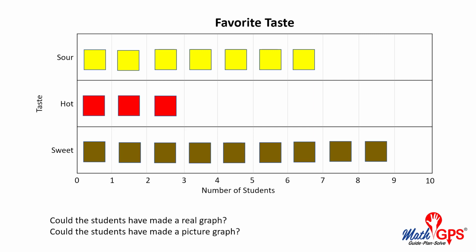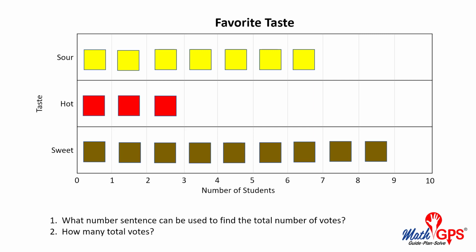Could the students have made a real graph? Could the students have made a picture graph? What number sentence can be used to find the total number of votes? How many total votes? What number sentence can be used to find the difference in sour and hot votes? What is the difference?